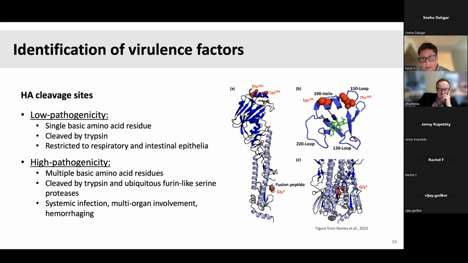Now, in high pathogenicity strains, there are multiple basic amino acids inserted into this cleavage site. And this allows the cleavage to occur by ubiquitous furin-like proteases, which leads to these systemic infections that become really severe fulminant disease.